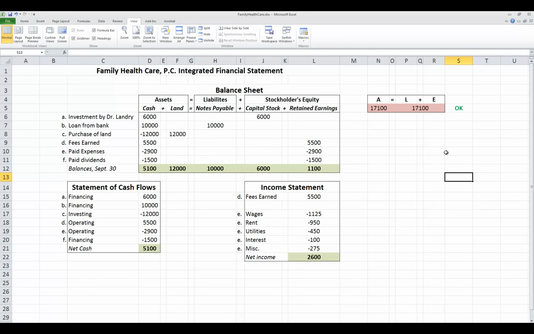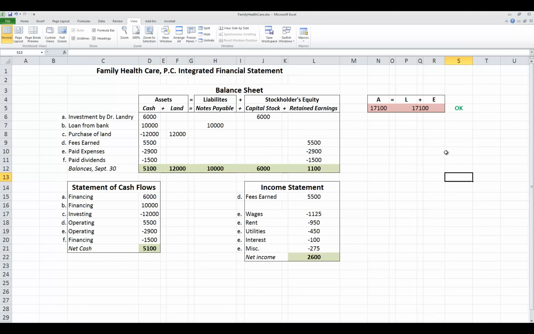Now the question is, was Dr. Landry profitable during this month? Well, by our accounting definitions, yes, because over on the income statement, his expenses were less than his fee income of $5,500. So his net income was $2,600. So we can say the profit for this month was $2,600.